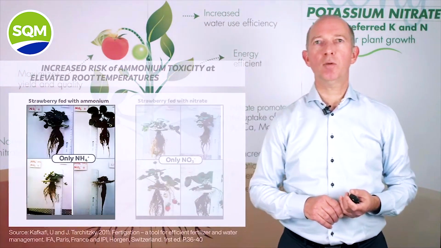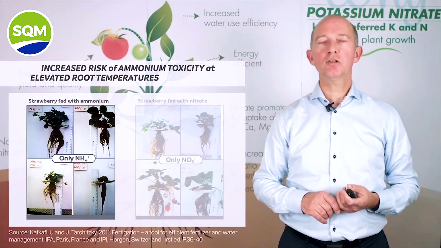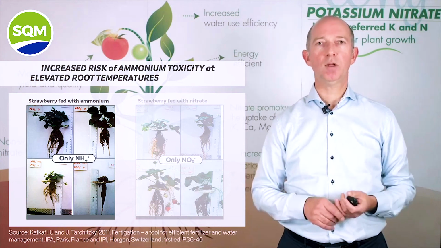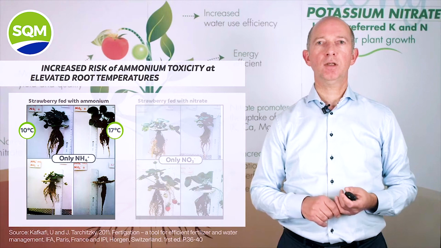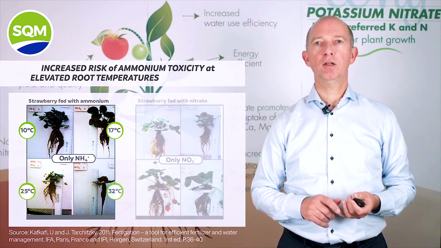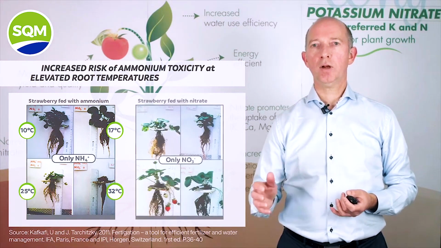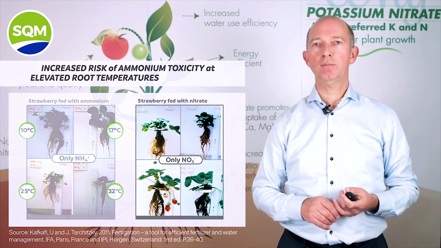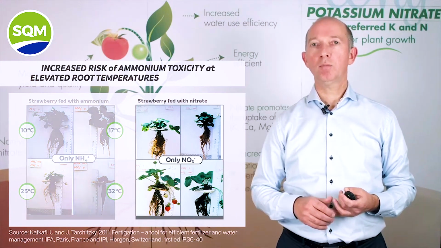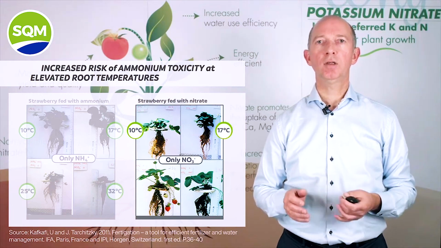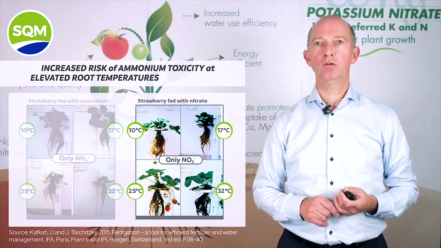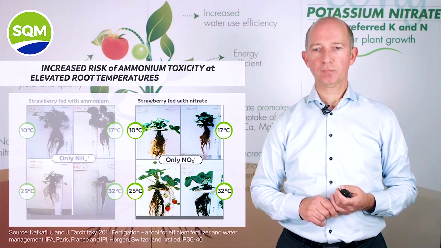What you see on the four pictures on the left side are strawberry plants that were only fed with ammonia, at 10 degrees Celsius, 17, 25 and 32. On the right side, the same strawberry trial, but plants only fed with nitrate. Again at 10, 17, 25 and 32 degrees Celsius.